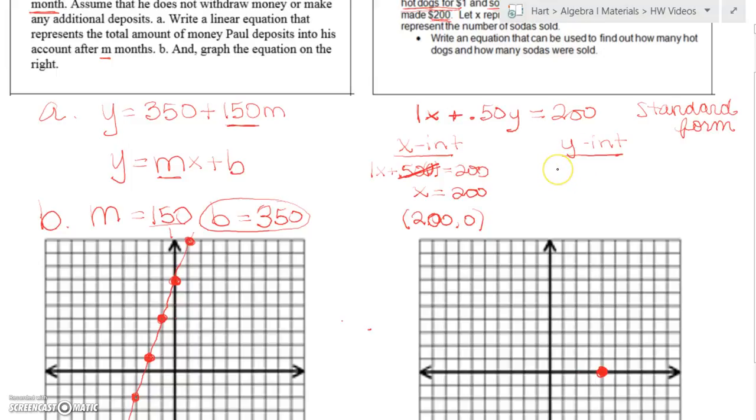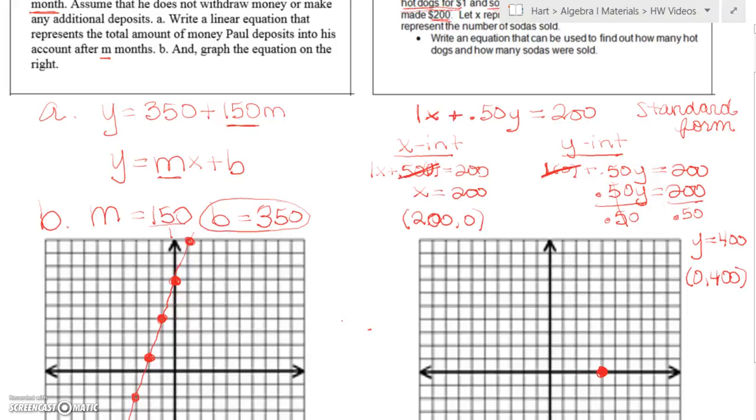Okay, now we have to find the y-intercept. So for y-intercept, you make x 0. So we'd have 1 times 0 plus 0.50y equals 200. 1 times 0 is 0, so I'm going to cross it out. 0.50y equals 200. And then your next step is to divide by 0.50. And when you do that division, you get y equals 400. So as a coordinate, that would be 0, 400.